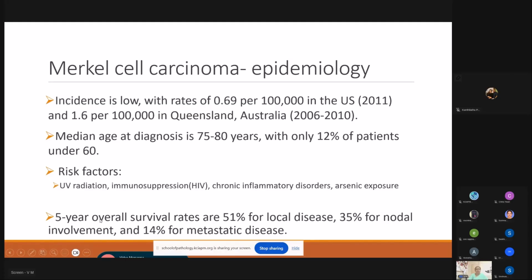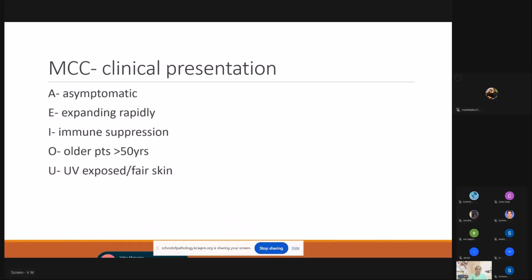The 5-year overall survival rates for Merkel cell carcinoma is 51% if it is a localized disease, 35% if there is nodal involvement, and just 14% for metastatic disease. Now, they say this survival rate is even worse than that for melanoma. However, there have been certain newer treatment options that are now available for Merkel cell carcinoma.